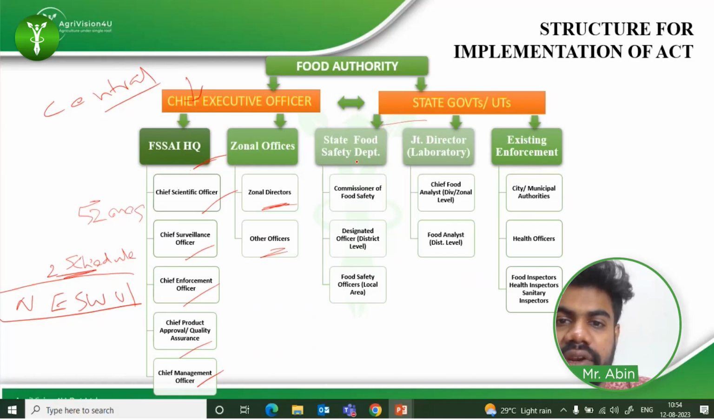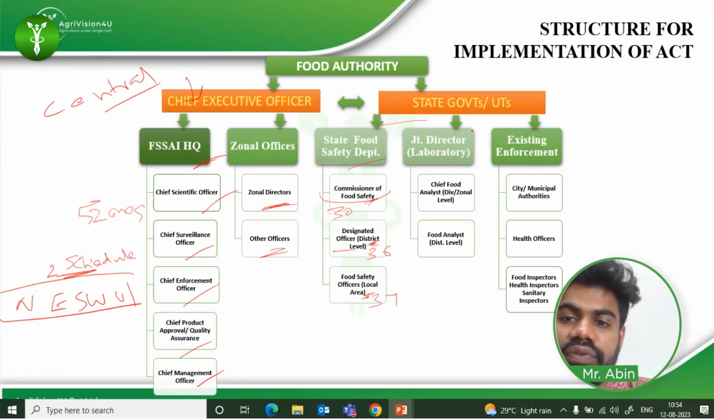Under the state government, there will be the state's food safety officer, and the commissioner of food safety will be there. That is coming under section 30. The DO will be there. 36, food safety officer. 37. FSO will have the local area authority, and the DO will have all the responsibility for the district level. The commissioner will have the whole state level.